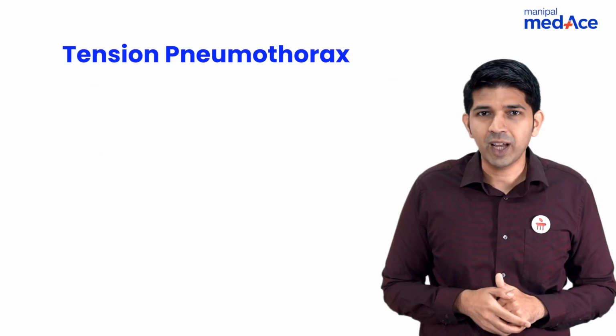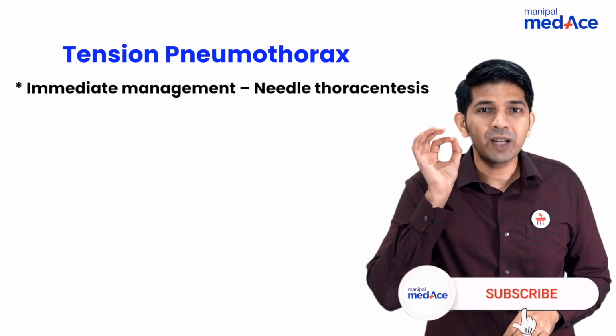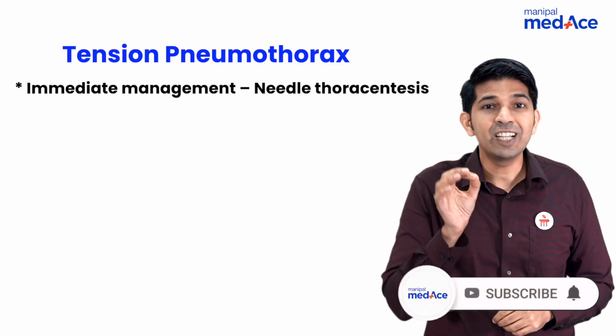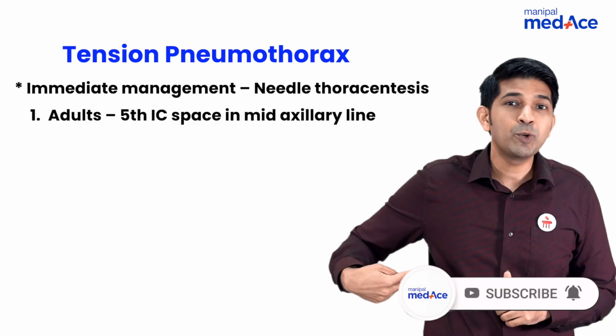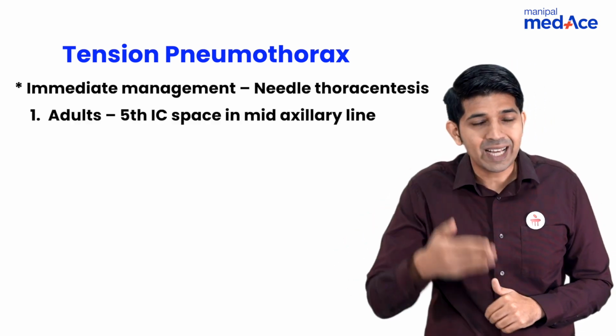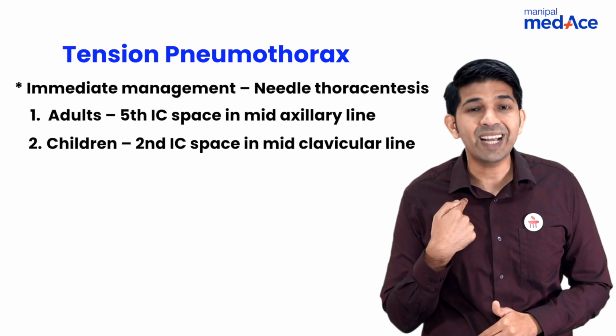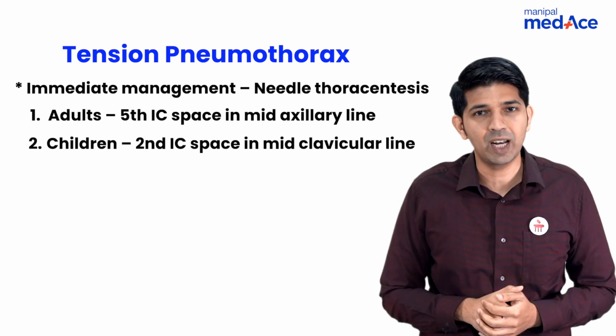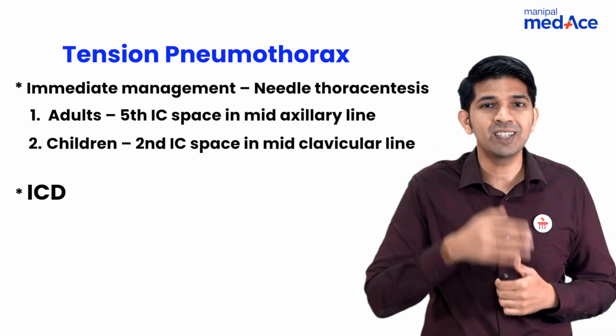In tension pneumothorax, the first and the immediate intervention that has to be done is a needle thoracocentesis. In adults, we do it in the fifth intercostal space in the mid-axillary line. In children, we do it in the second intercostal space in the mid-clavicular line. And following this, you're going to insert an ICD.